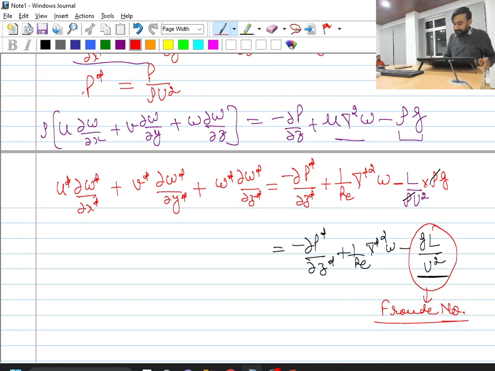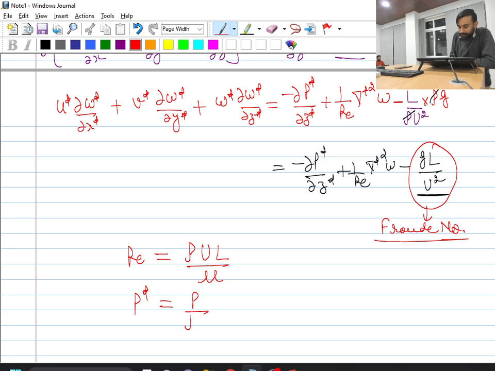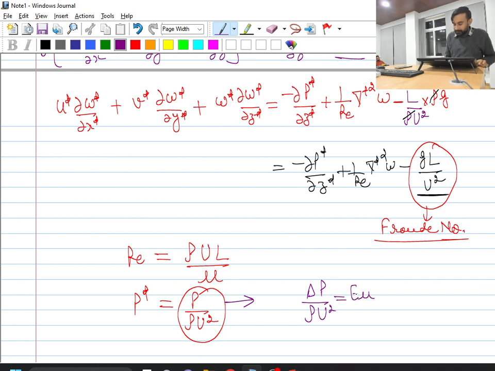Once we have done this non-dimensionalization of our fundamental governing equations, we have got three important dimensionless parameters. The first is Reynolds number, which is equal to rho UL by mu. The second is P star, which is equal to P by rho U square. When this important quantity is written in terms of delta P by rho U square, it is called the Euler number.